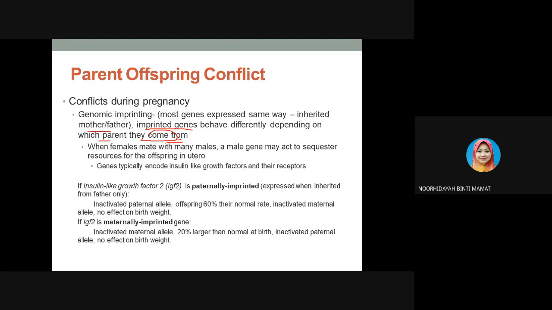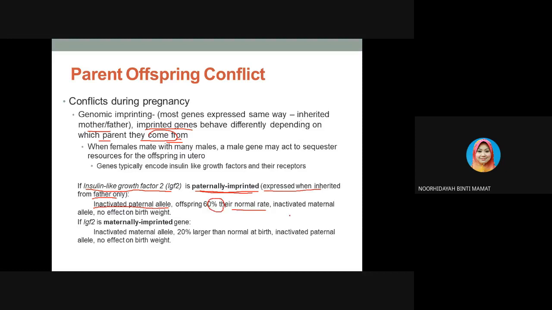The genes typically encode insulin. For example, here the insulin-like growth factor and its receptors. As you can see from here, insulin-like growth factor 2, IGF2, affects growth and is paternally imprinted, which means it is expressed only when inherited from the father. So we call it paternally imprinted. If the paternal allele is inactivated, the offspring are 60% of their normal size.